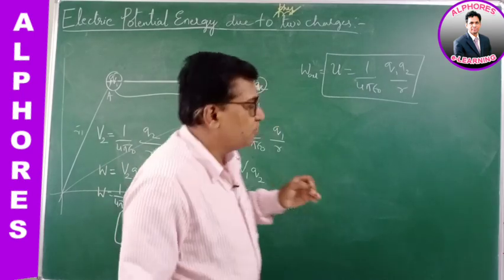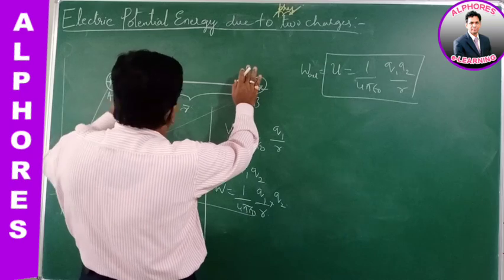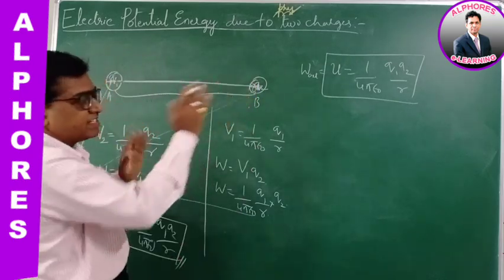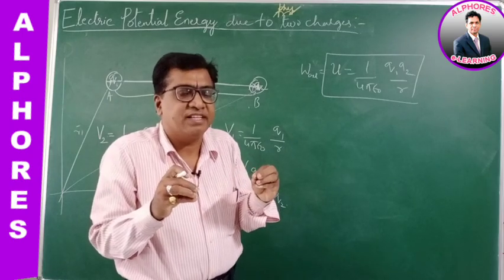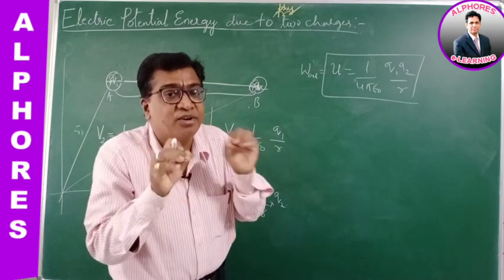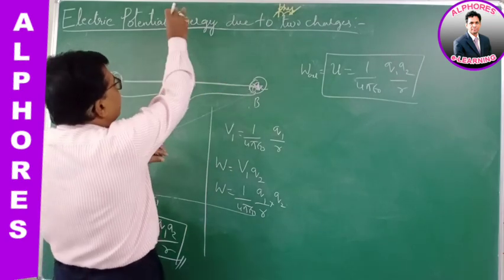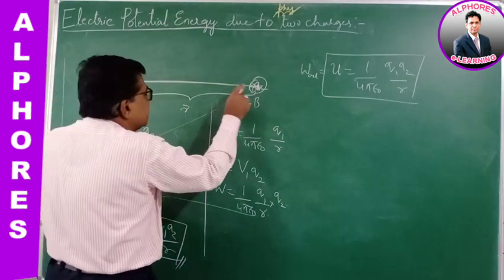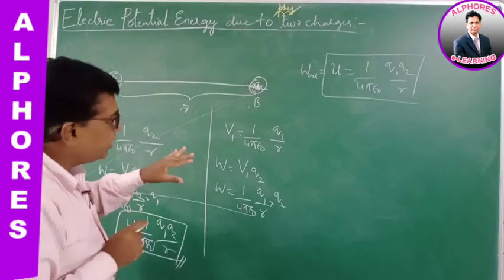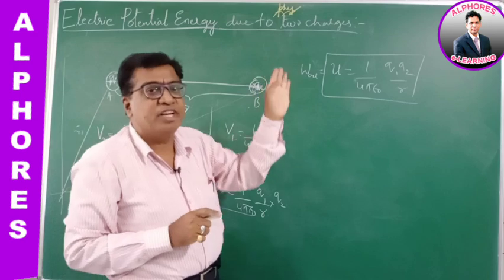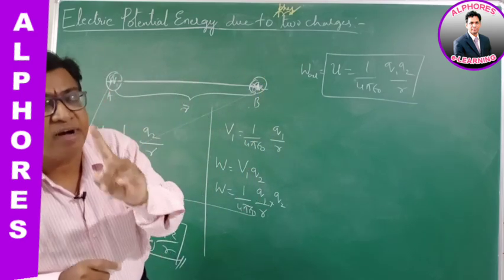So whether you consider the field of the first and bring the second, or consider the field of the second and bring the first, the interaction energy is the same. The interaction energy between the charged particles is independent of the location of the points. Whether these two points are here or here, it only depends upon the distance between them. It is even independent of the path followed in moving the charges. Work done is independent of the path.